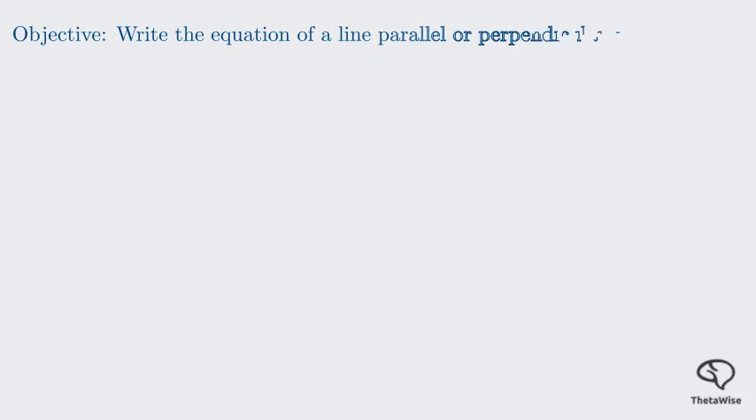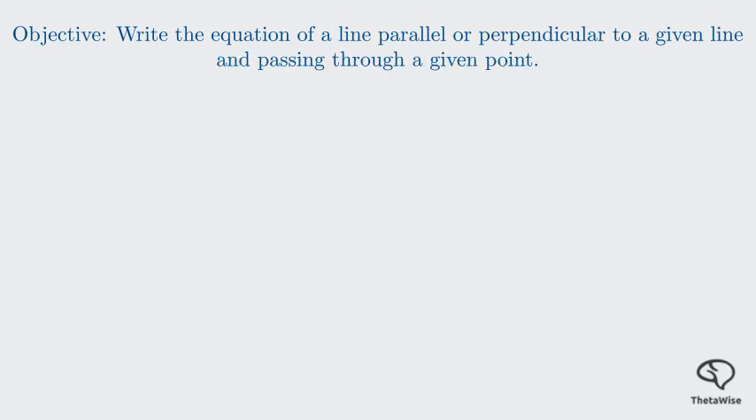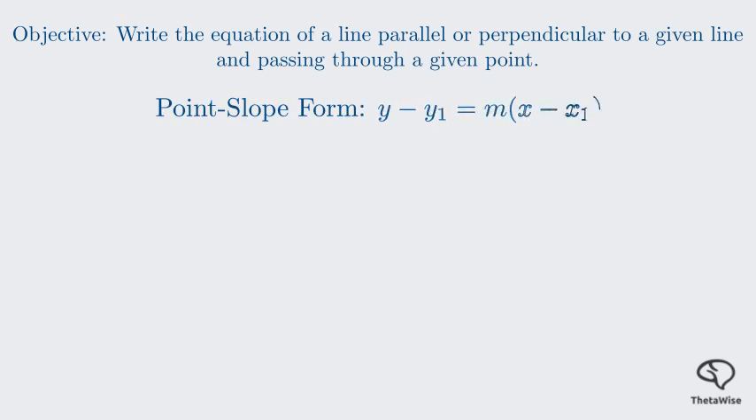Now that we can identify parallel and perpendicular lines, let's use this knowledge to write the equations of new lines. Our goal is to write the equation of a line that is parallel or perpendicular to a given line and passes through a specific point. To do this, we'll use the point-slope form of a linear equation. The point-slope form is y minus y1 equals m times the quantity x minus x1. Here, m is the slope of our new line, and (x1, y1) is the point it passes through.